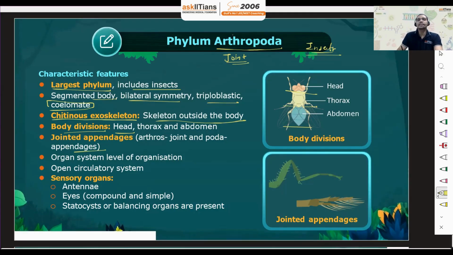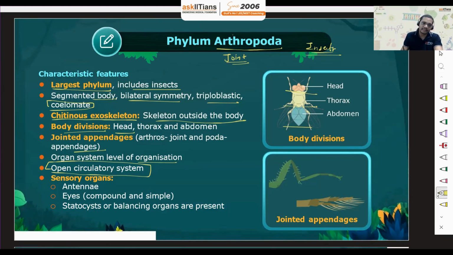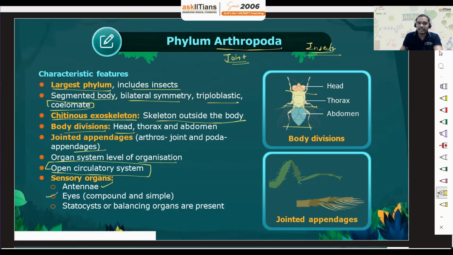Organ system level of organization. They have an open circulatory system, not closed, open one. Please remember that. And the sensory organs: they have antennae and eyes, that are compound and simple. In the case of cockroach, they have ommatidia. How many? 2000 ommatidia are found in the eyes, which give the mosaic vision, not a complete vision, mosaic vision. Then the statocyst and balancing organ are present in Arthropoda.